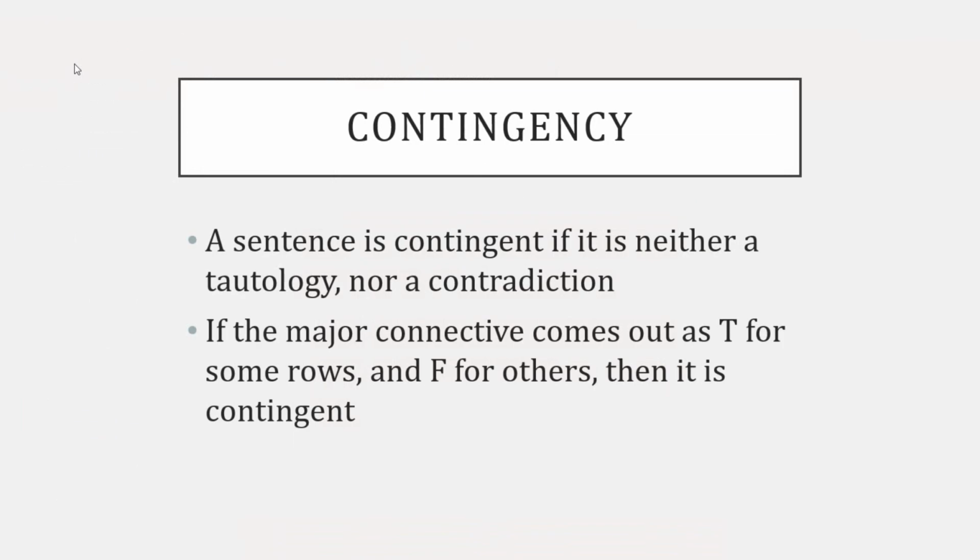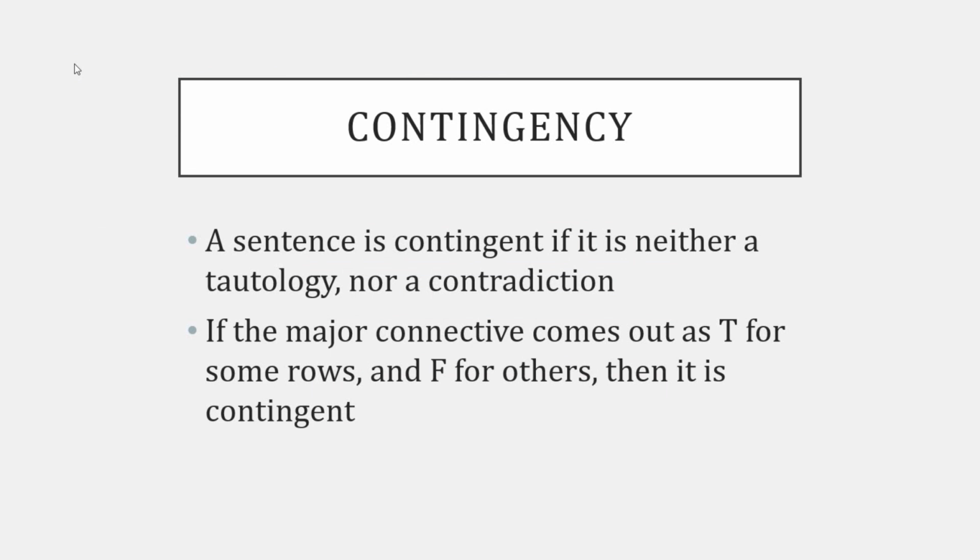Okay. And a contingent statement is just one that's neither a contradiction nor a tautology. We saw that in the second example, where some of the rows came out as true, some of them came out as false. So you can't tell that that sentence is true or false just by the logic of the sentence. What we need to know is what's the actual truth value assignments. So we're looking at a truth table that looks at all of the possible truth value assignments.